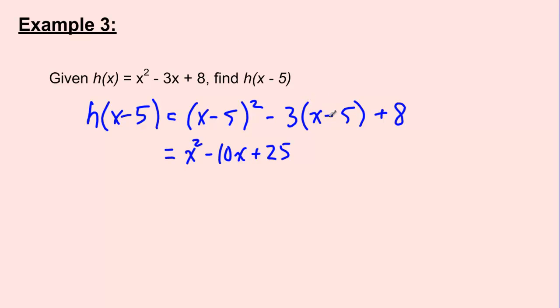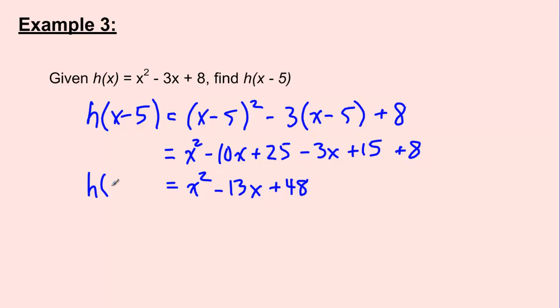Then I distribute this negative 3, so negative 3 times x is negative 3x. Negative 3 times negative 5 is positive 15. And then I add this 8 at the end. And so when I collect all my like terms, I end up with x squared, negative 10x minus 3x is negative 13x. And then 25 plus 15 is 40, plus 8 is 48. And I'm left with x squared minus 13x plus 48. That is what h at x minus 5 equals.